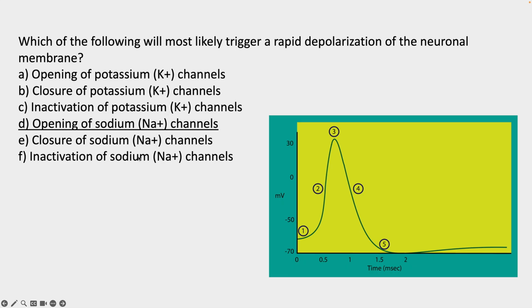If we close or inactivate sodium channels, sodium won't be entering into the cells, so the cell is not going to become positive, so it's not going to depolarize. That's why these two options, E and F, are not correct.